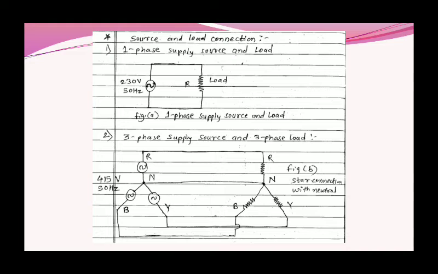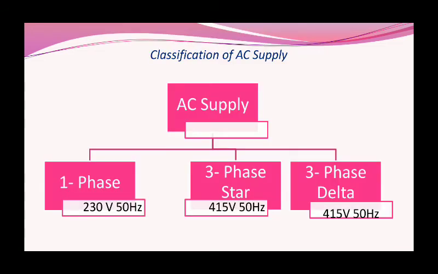Single phase means there is only one phase. Phase means a live wire. So in single phase there is only one live wire, but in three phase there are three live wires, R live wire, Y live wire and B live wire. There are three live wires, that's why it is called a three phase AC supply. So this is the classification of AC supply, meaning alternating current supply. It is classified or categorized into two kinds of supply as I showed here.